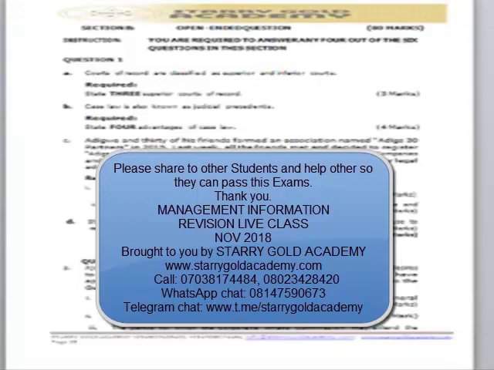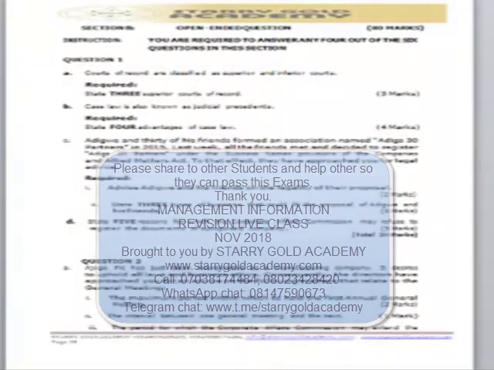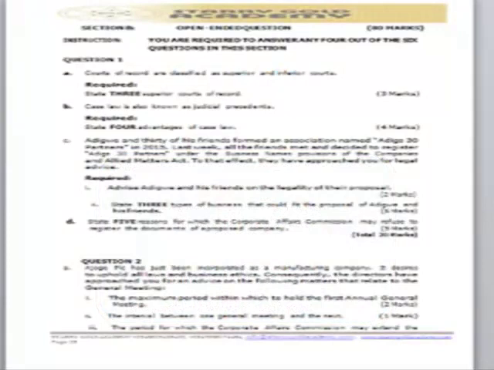When you look at section B, look at question 1. Courts of record are classified as superior and inferior courts. State three superior courts of record. Now, the one of 2017 November also had almost something like this. Why is this question coming this way? Maybe it's because sometimes students don't answer the question well, so the question will be repeated.